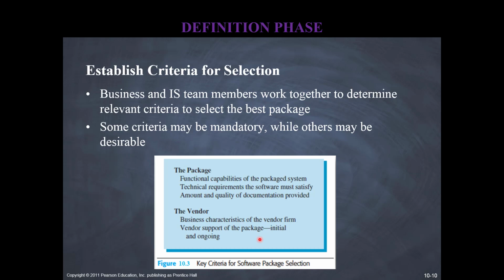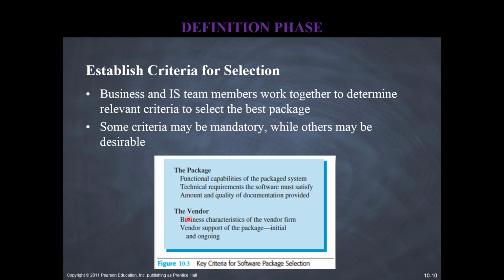So some examples of criteria for software package selection. For example, in relation to the package itself, you may want to specify functional capabilities or features of the package system. Also, technical requirements the software must satisfy, and also some requirements in relation to documentation, quality of documentation provided, so that you can get a sense whether your internal team can understand the package, can support it, can maintain it in the future.